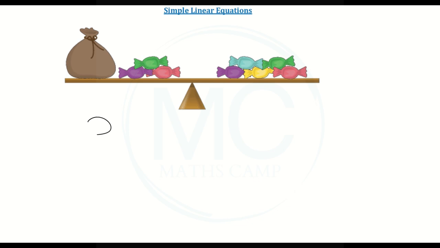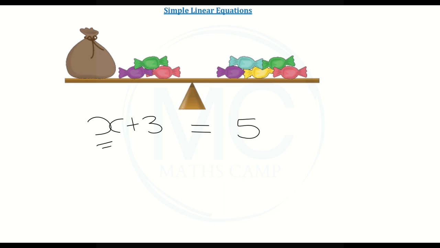Now, on the left-hand side, we have the bag and 3 sweets. So we have x plus 3. On the right-hand side, we have 5 sweets. So over here, we can say 5. The scale is in balance, so one side is equal to the other. So we say x plus 3 is equal to 5. Now the goal here is to find out how many sweets are in the bag. We want to find the value of x.